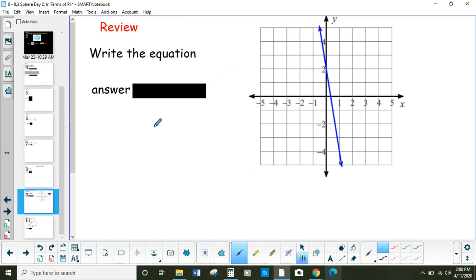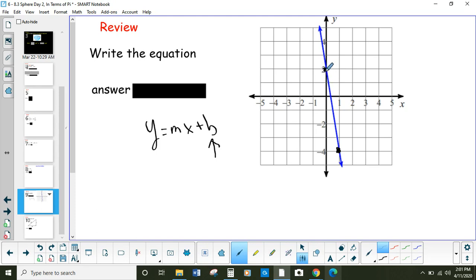So writing the equation for a line, if it's a line, I know it can be written in slope-intercept form. If I know the y-intercept, that number goes here. And if I know the slope, I'll pick 2 points that have integer coordinates. That means they're not fractions. They're where the lines intersect on this lattice here. Okay? Right on the lattice itself.